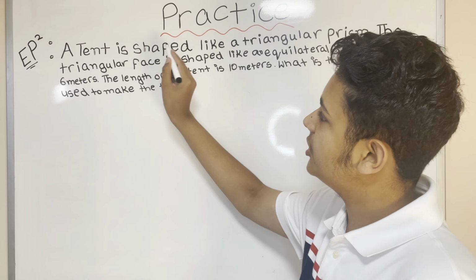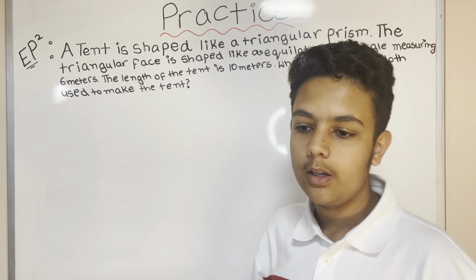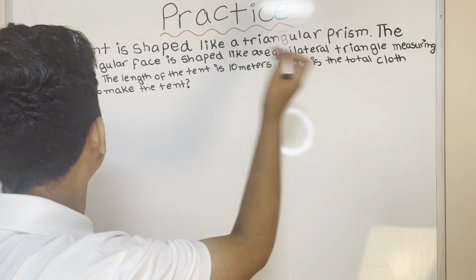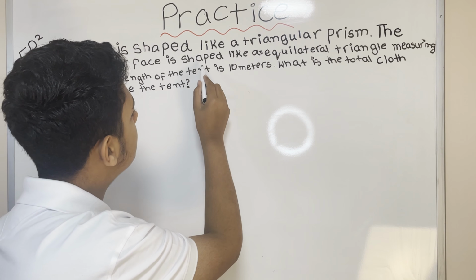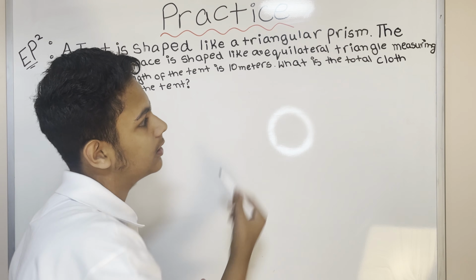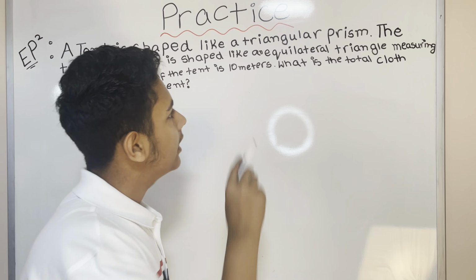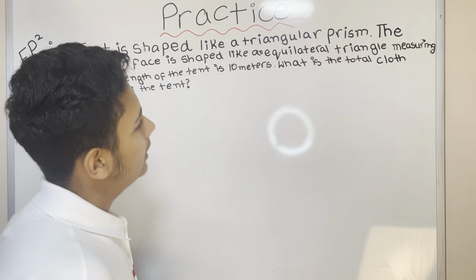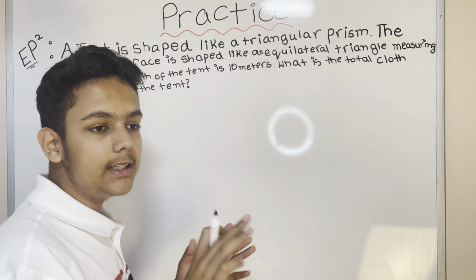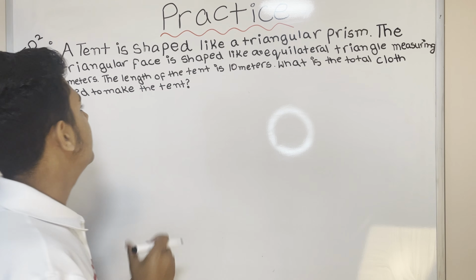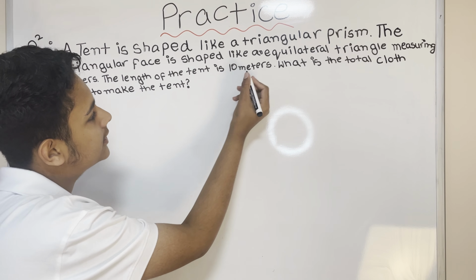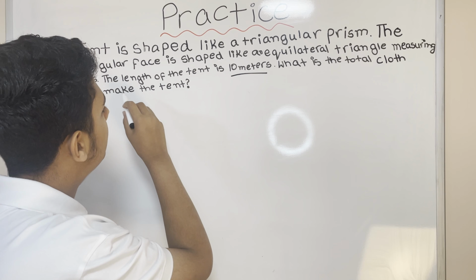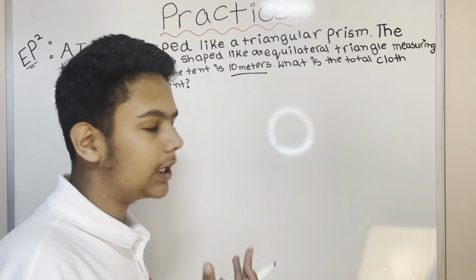A tent is shaped like a triangular prism. The triangular faces are shaped like an equilateral triangle, so all the sides are going to be the same, measuring 6 meters. The length of the tent is 10 meters. Now the triangle side is 6 meters and the length of the triangular prism is 10 meters.